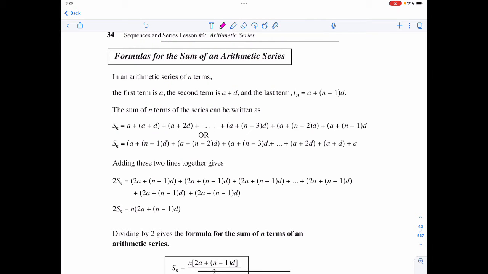for any arithmetic sequence. If I took the first term plus the second term plus the third term, or I took the last term, the second last term, the third last term, and I add them together, the sum of the first term and the last term is going to be 2a plus n minus 1 times d. If I took the second term and the second last term, it's also going to give me 2a plus n minus 1 times d.